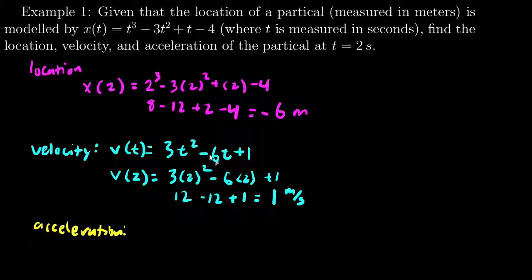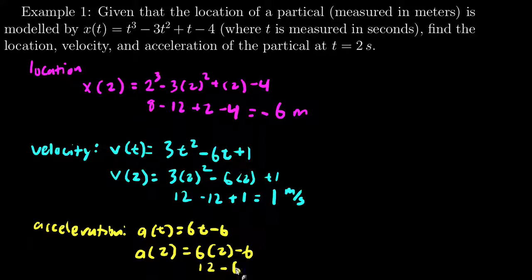I can just take the derivative of the velocity function. So a of t will equal 6t minus 6. And evaluate this at 2, which is going to be 6 times 2 minus 6, which is 12 minus 6, which will be 6. So the acceleration is positive 6 meters per second squared. And that's a little direct example of using this.